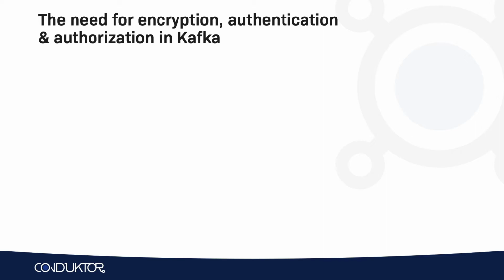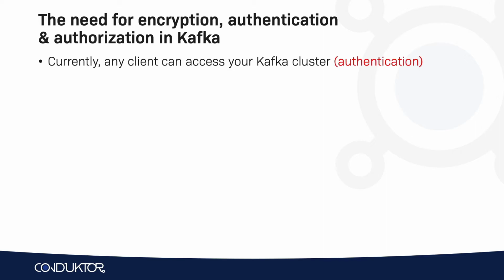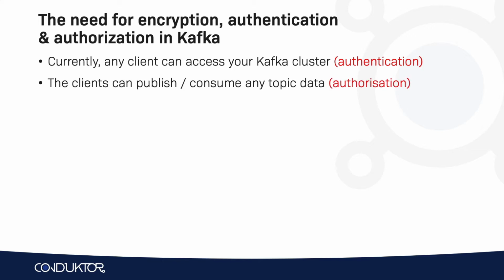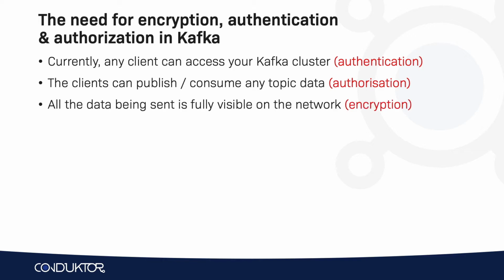So right now we've been dealing with an unsecure Kafka cluster. That means that any Kafka client can access your Kafka cluster and do anything it wants. They can publish and consume from any topic data, and all data that's being sent is going to be fully visible on the network. So we are missing some authentication, we are missing some authorization, and we are missing some encryption. That means that someone could intercept the data being sent because it is sent in plain text.